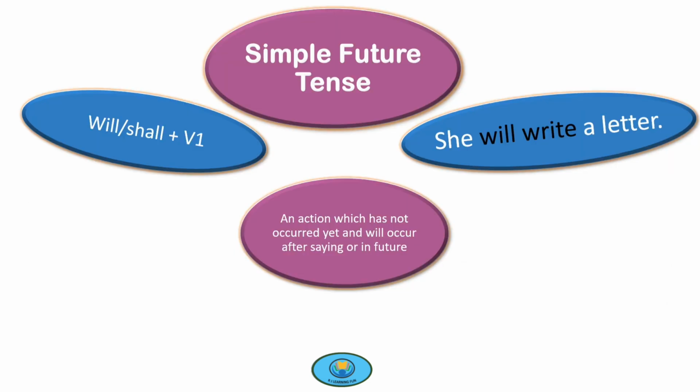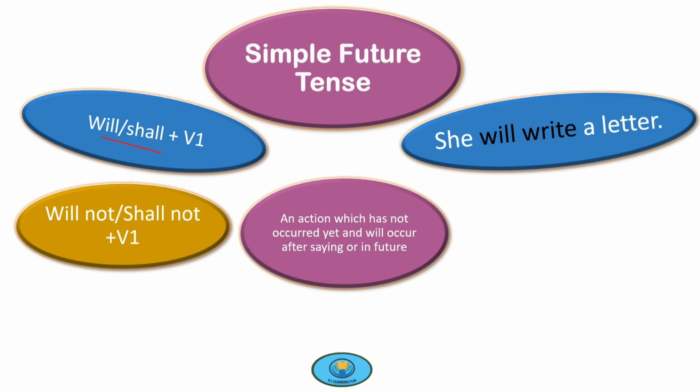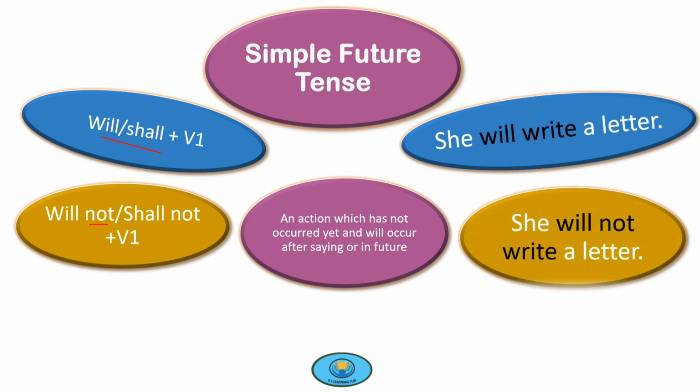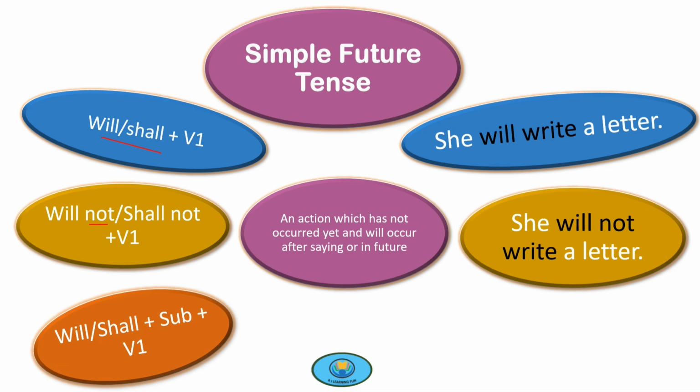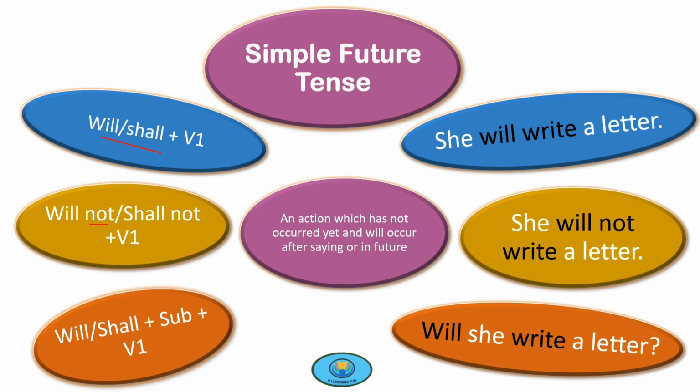Let's first learn how to form positive or assertive sentences in simple future tense. The rule is this: will or shall plus first form of verb, she will write a letter. This is an assertive or positive sentence. But if you want to make a negative sentence, then you will add not after the helping verb will or shall. So will not or shall not plus first form of verb, like she will not write a letter. And for interrogatives, you will use will and shall before the subject and then first form of verb. For example, will she write a letter? This is an interrogative sentence and you will punctuate it with a question mark.